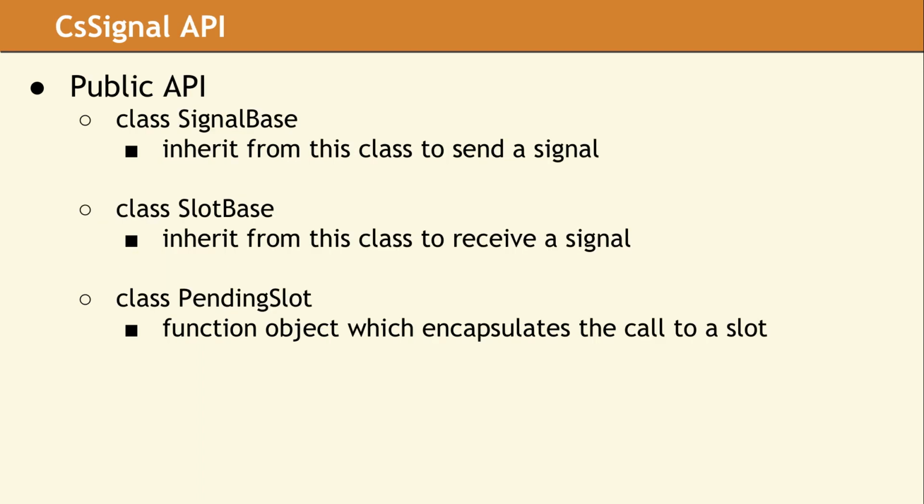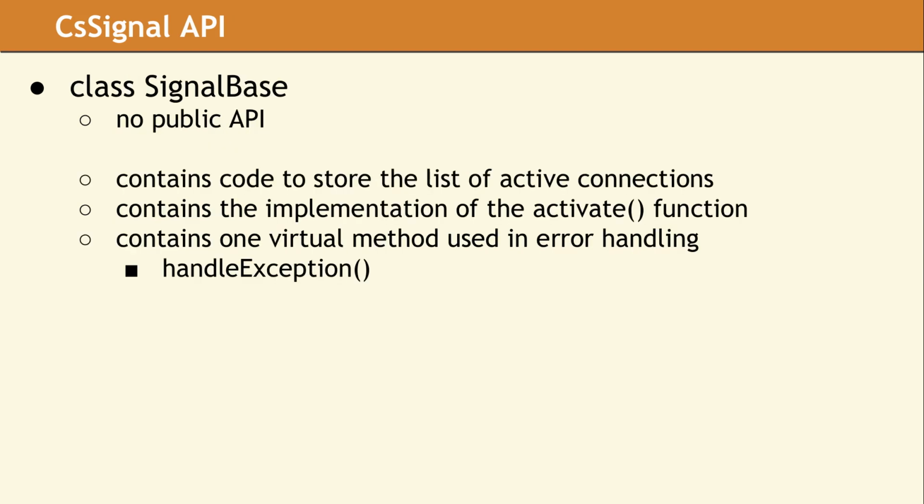So let's take a look at the public API of CsSignal. It consists entirely of 3 classes. Signal base and slot base we have touched on, and pending slot is a mechanism used in the multi-threaded signal delivery system. In order to emit a signal, your class needs to inherit from signal base. But there is no public API in this class.